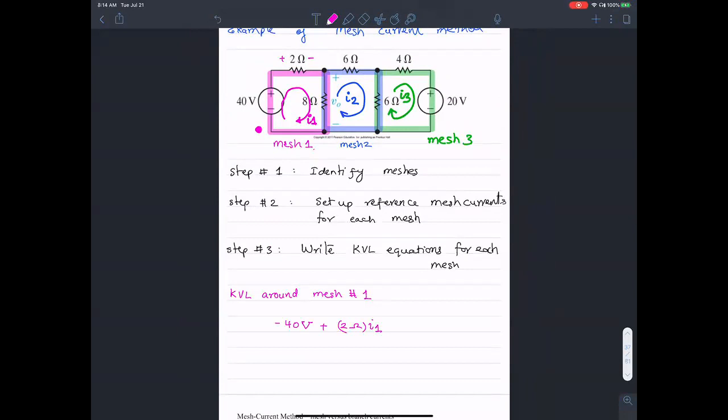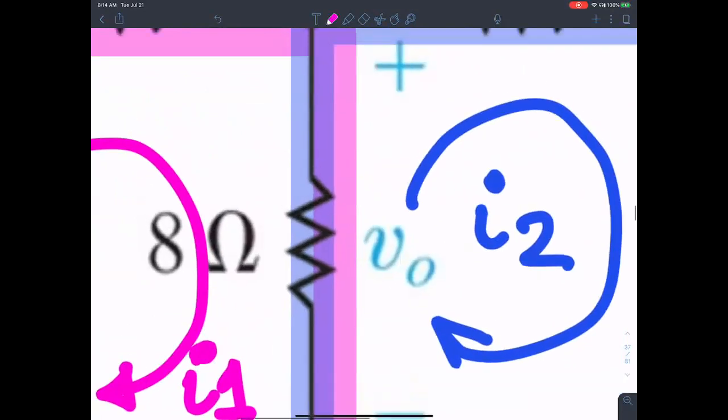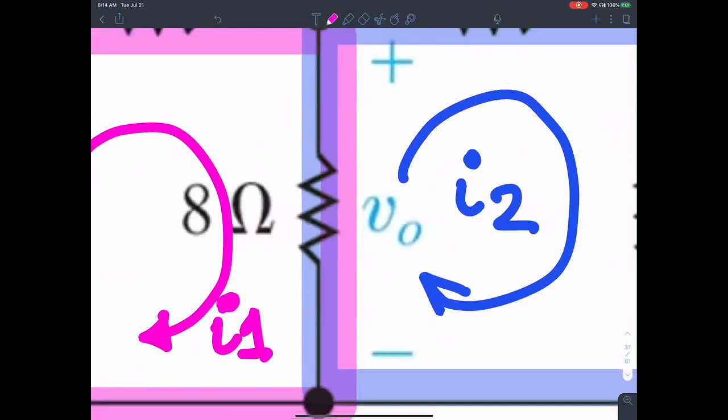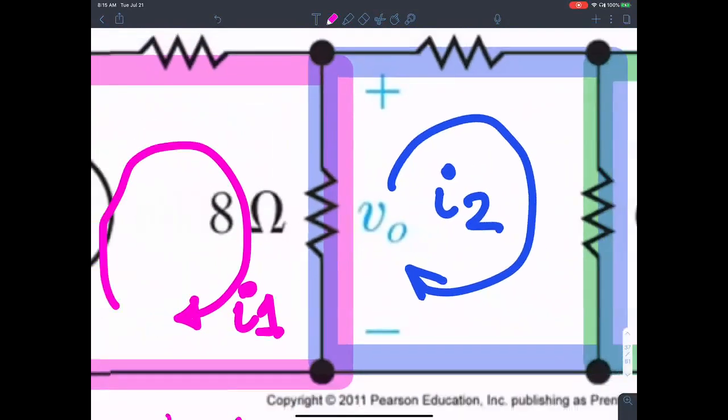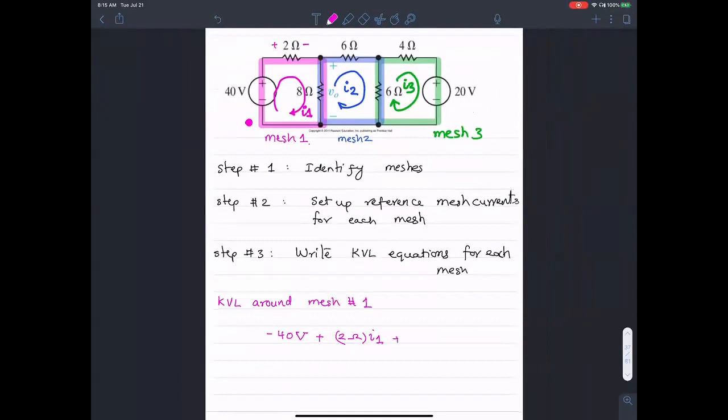Then I see the 8 ohm vertical resistance, okay, that is shared between the blue path and the purple path. That's this guy I'm talking about. This resistance right here, the 8 ohm resistance, is carrying a current of I1 going south and I2 going north. So there are two mesh currents flowing through the 8 ohm resistance. So I take the 8 ohm resistance and multiply that by I1 minus I2. All of that should equal 0. Okay, so that's the idea of setting up KVL for mesh 1.